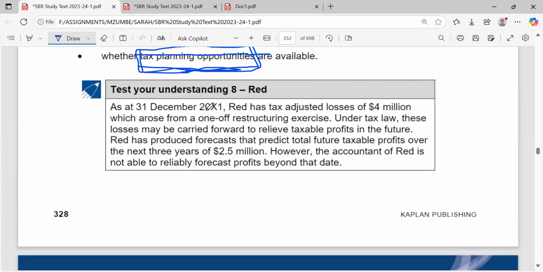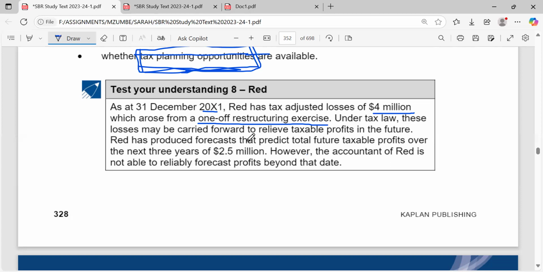At 31st December 2021, Red has tax adjusted losses of 4 million, which arose from a one-off restructuring exercise. It's not like it's going to repeat and repeat, right? The cause was just a one-off restructuring, and so my business was greatly affected negatively, and so I'm going to recover this.